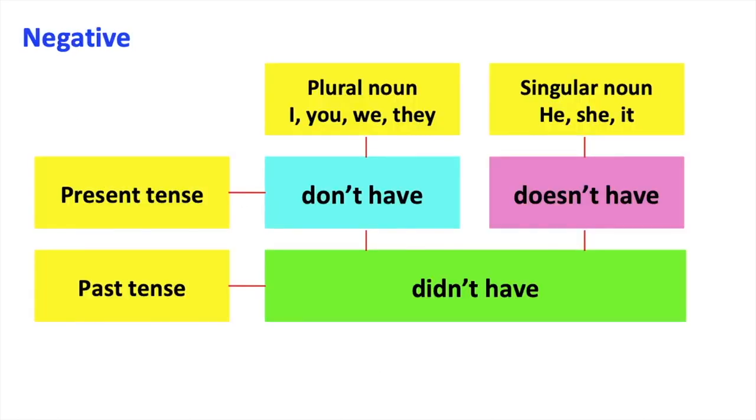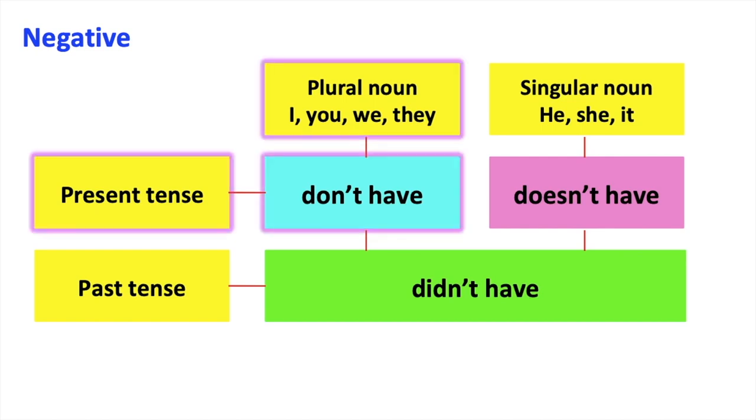Now let's go through negative sentences. Don't have, doesn't have, and didn't have. Again, we need to look at the subject and the sentence tense. So, if the subject is a plural noun, I, you, we, or they, in the present tense, then we use don't have. For example, I don't have 2 pencils.